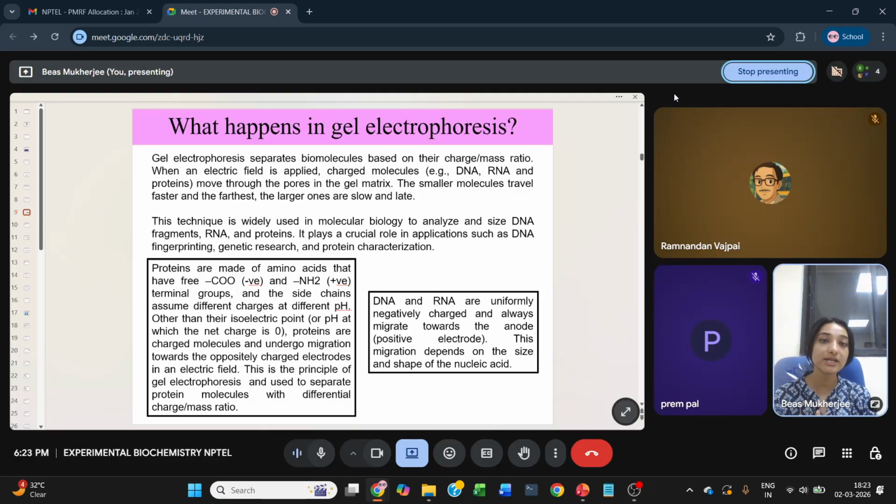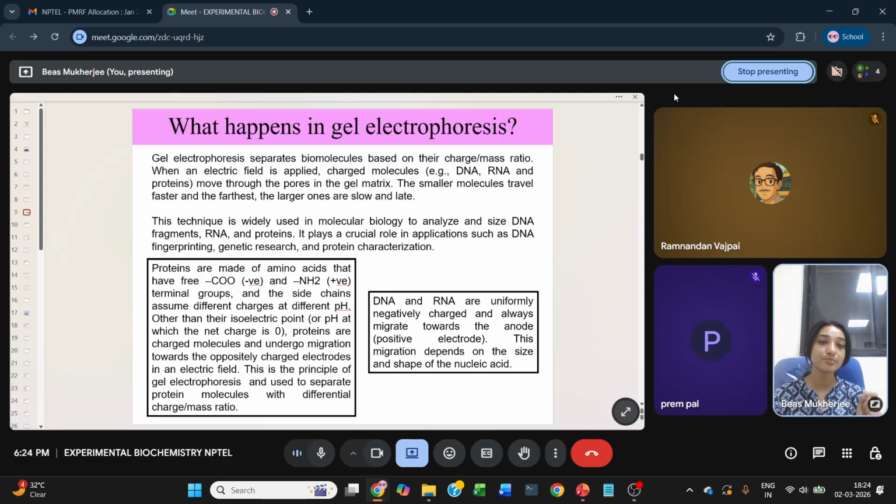It plays a crucial role in applications such as DNA fingerprinting, genetic research, protein characterization, etc. Now, for proteins, why can electrophoresis be applied on proteins? That is because proteins have these free termini, right? They have the negatively charged C terminus and positively charged N terminus, plus the side chains. Side chains can have different charge at different pH, because of which, other than their isoelectric point, or the pH at which the net charge is 0, proteins are charged molecules, and therefore they undergo migration towards the oppositely charged electrodes in an electric field.